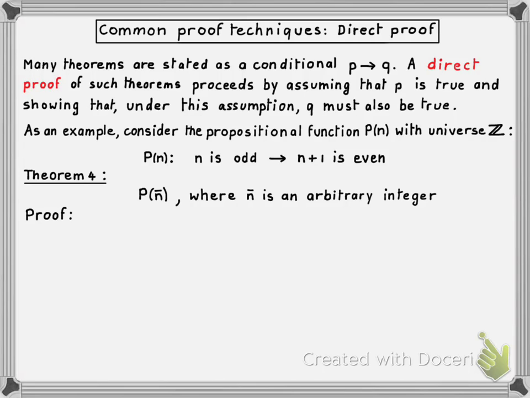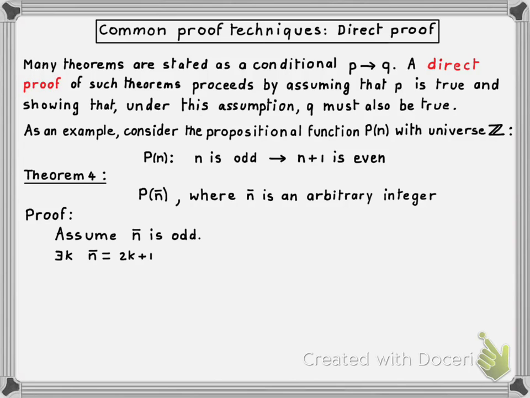So let's start our proof. Since we're using a direct proof and the theorem is a conditional, we're going to assume that its hypothesis is true. And the hypothesis is that n bar is odd. So that's our assumption for the duration of this proof. From that assumption alone, we must be able to infer that n bar plus 1 is even. So let's do it.